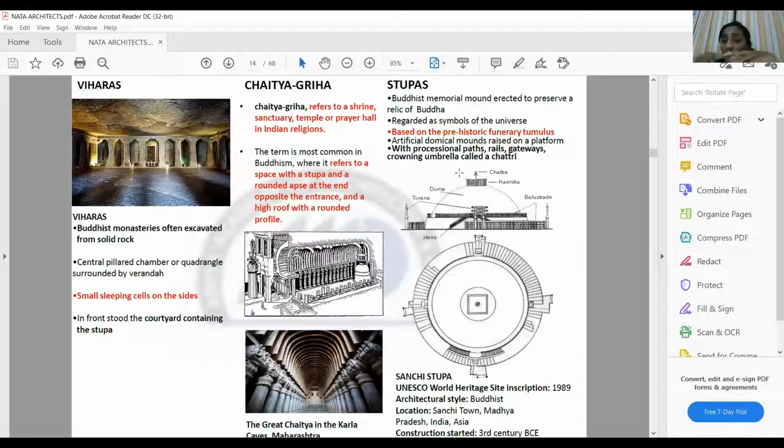And then you have these ambulatory passages, at the upper level as well as the lower level, and you can clearly see the balustrades labeled, the railing portion. And then you have this semicircular domical roof, on top of which you have the harmika, and it is topped by a chhatri. And this is also a UNESCO World Heritage site, located in Madhya Pradesh, in Sanchi town, whose construction started in the 3rd century BCE.